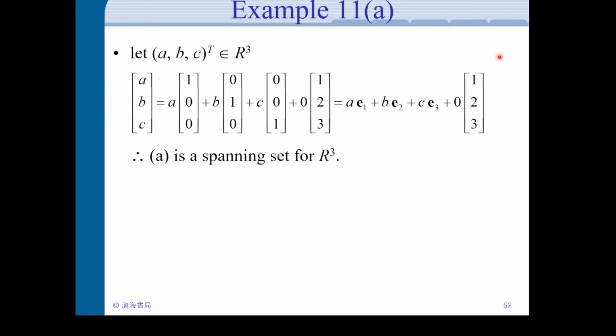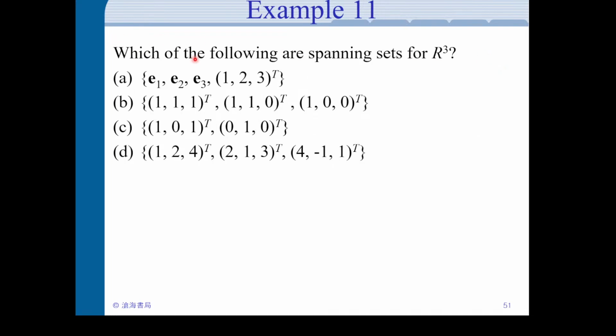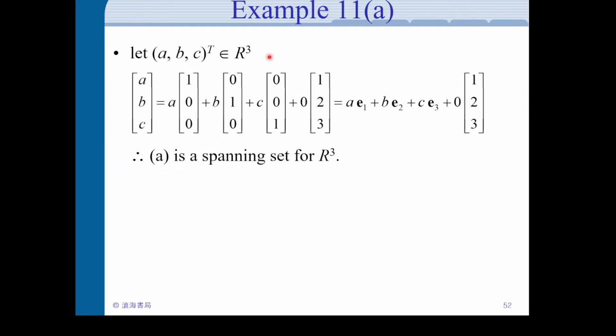And there is indeed a spanning set, and actually this is more than enough. Only the first 3 vectors are needed. Using only the first 3 vectors is enough to span R3 because you have all the standard basis vectors. You have 1, 2, 3.